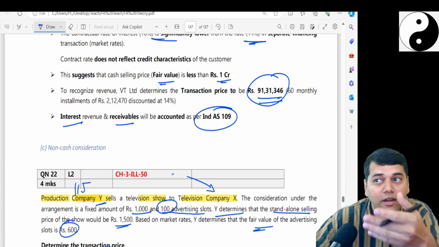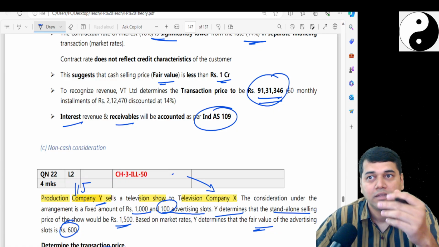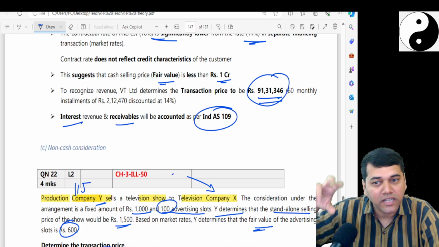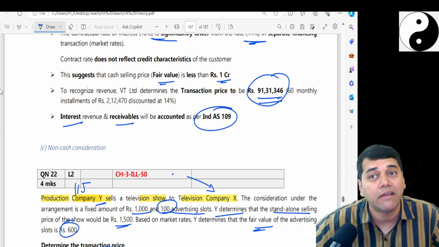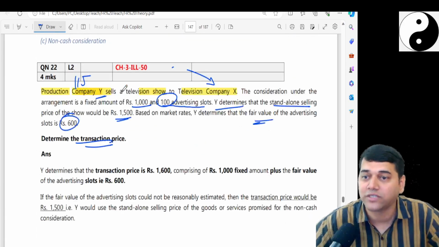Okay, theory we have to write. Follow, no? See, this is an application. By looking at the question only you understood 1600 is my transaction price. But how do you communicate to the evaluator?